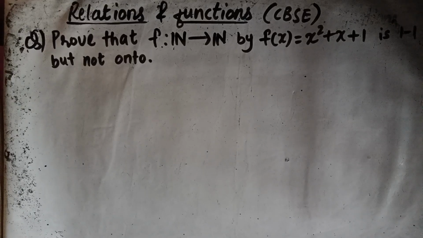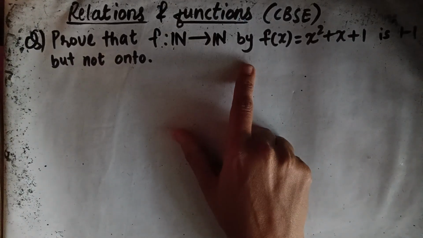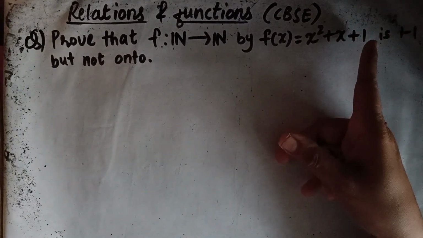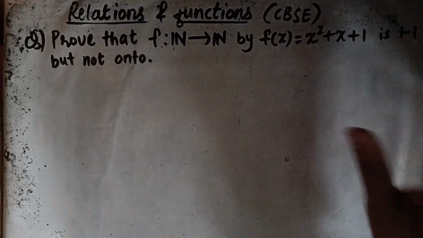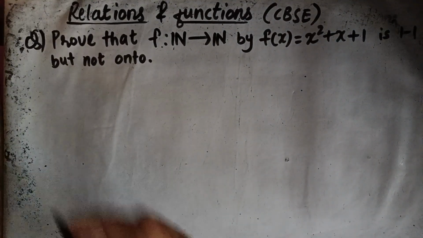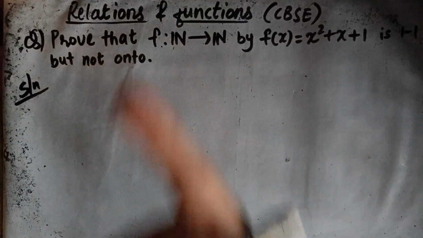Next question, you have to prove that a function from natural numbers to natural numbers, defined by f of x equals x square plus x plus 1, is one-one but not onto. To prove one-one, you have to take two elements from the domain set.